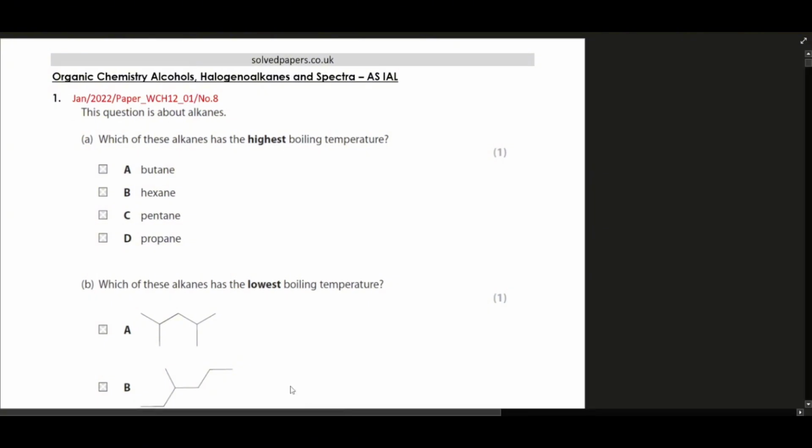Okay, so let's start. The question is about alkenes. Which of these alkenes has the highest boiling temperature? Now we have butane, hexane, pentane, and propane. Boiling temperature is related to intermolecular forces of attraction, isn't it? So can you please tell me what intermolecular forces are present here? Anyone?